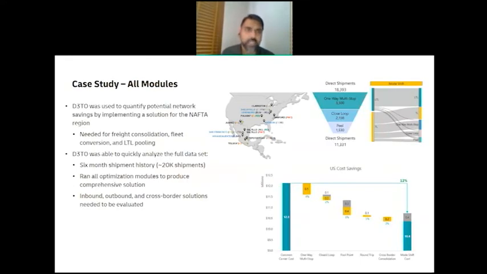And a quick example is this case study or this application, which shows using all the modules. We used all the modules on a 6 month shipment data set with around 20K shipments. And if you look at the solution, this is showing you the current state solution. If you look at the right hand side bottom chart, the current cost was around 12.1 million for the year, and with this solution you would go down to around 10.5, right? So you would save around $2 million with this.